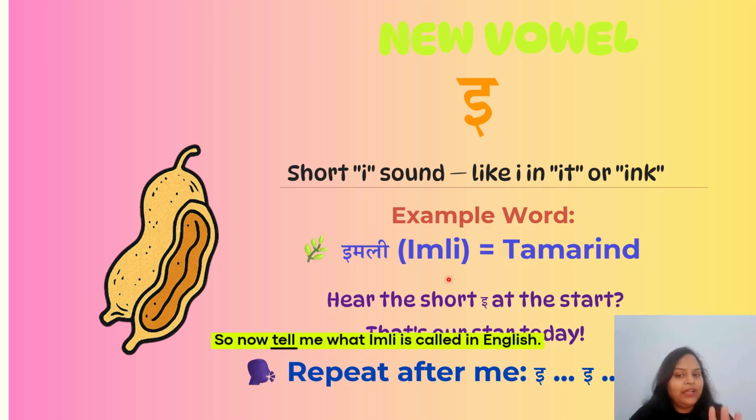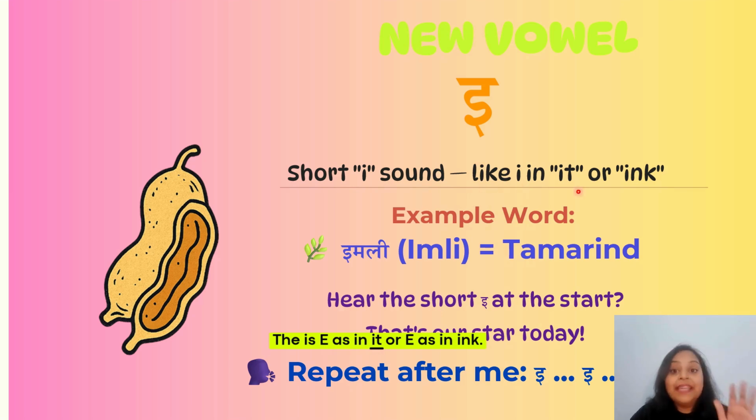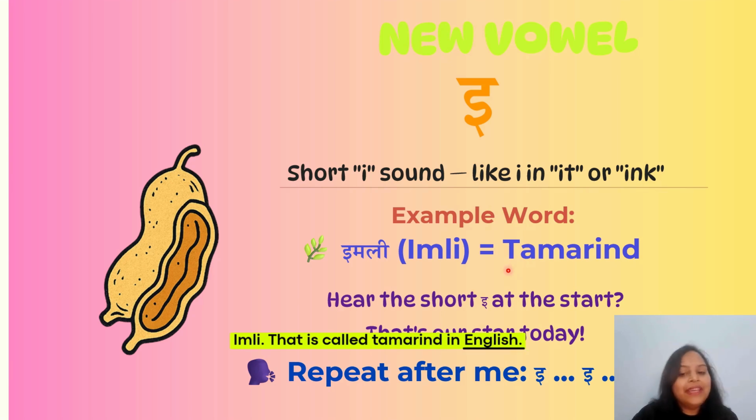Okay, so now tell me what imli is called in English. Yes, it is called tamarind. So our third vowel is E. Our first vowel was A. Our second vowel was A. And our third vowel is E. And the sound is E as in it or E as in ink. An example is imli. That is called tamarind in English.